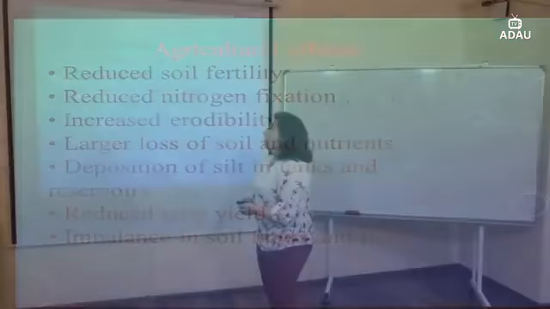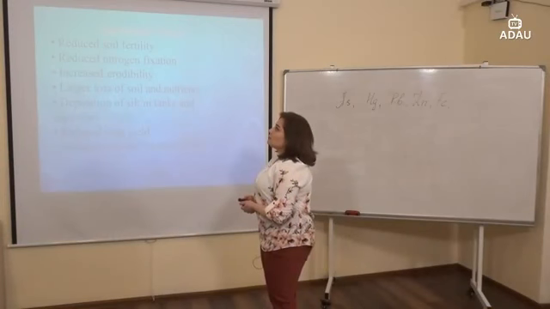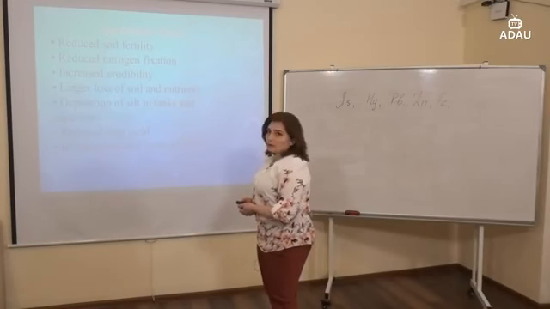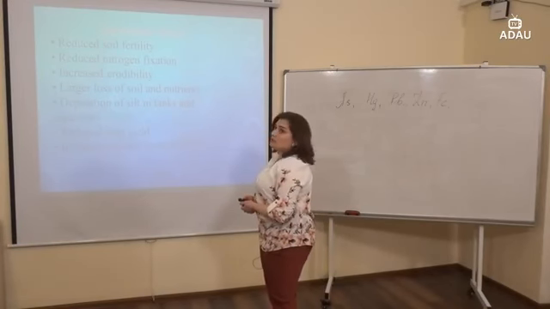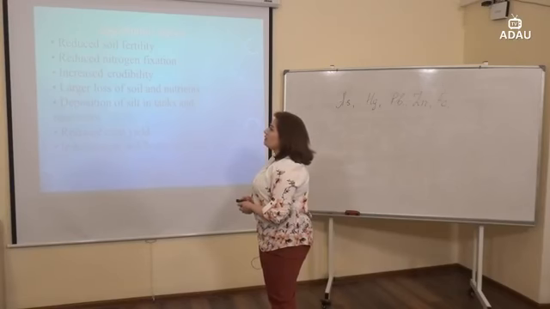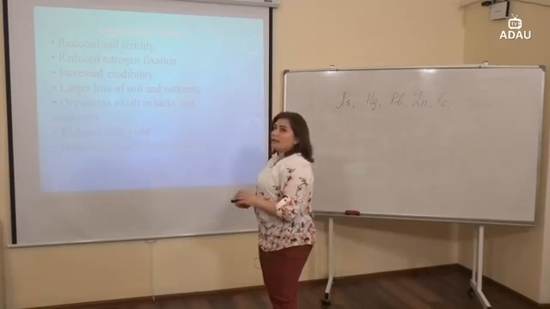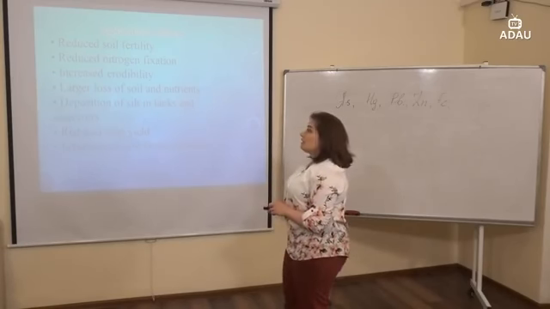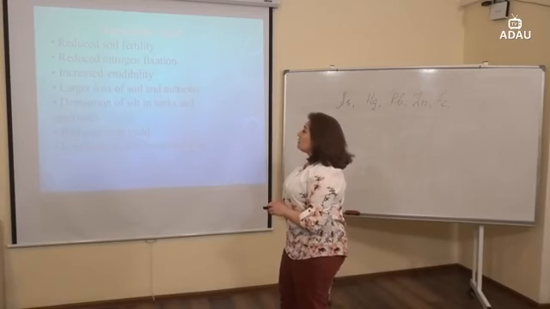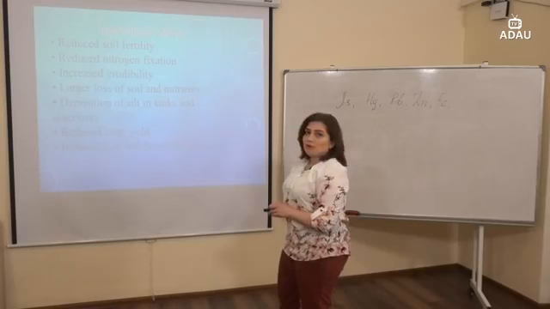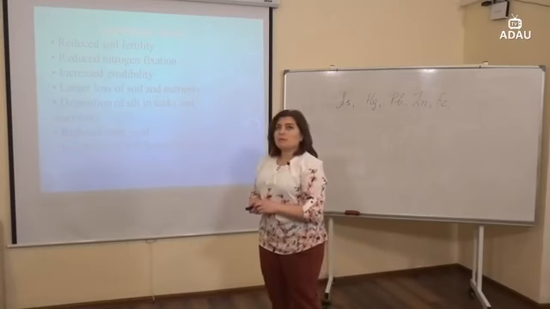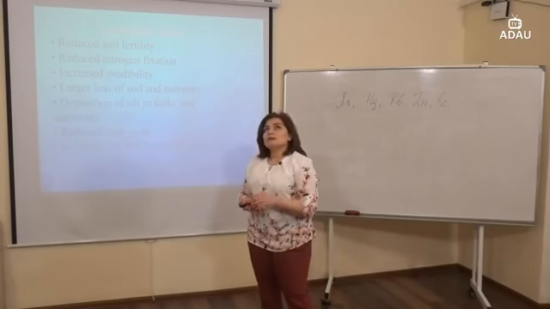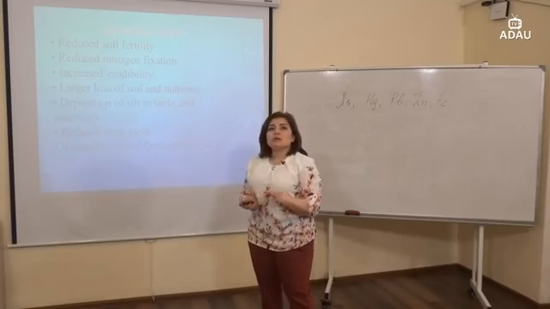Agricultural effects. We know the agricultural effects consist of reduced soil fertility, reduced nitrogen fixation, increased erodibility, larger loss of soil and nutrients, deposition of silt in tanks and reservoirs, reduced crop yield, and imbalance in soil fauna and flora. We call this an imbalance in the biosphere.